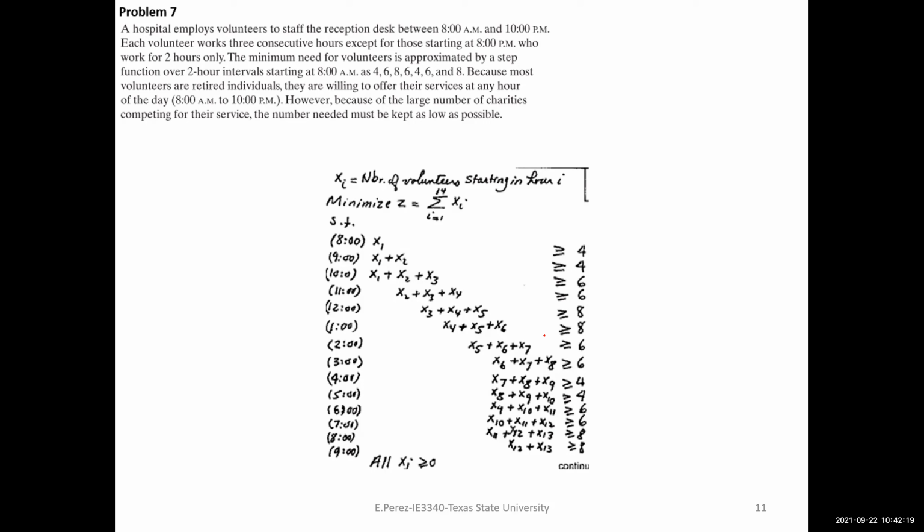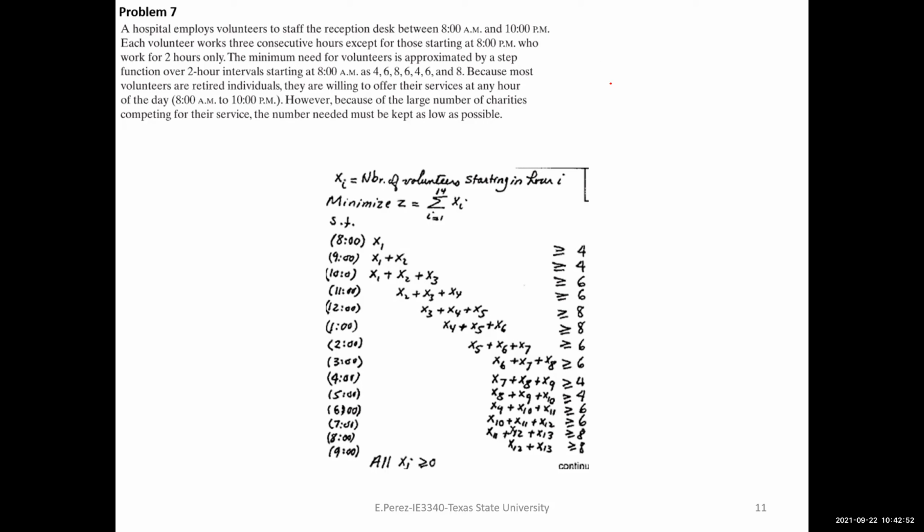So we want to minimize the number of people that are going to be scheduled during the day. That's our objective function. And we have xi representing the number of volunteers starting at hour i. If you remember, the way that you go about this is to create a table in which you state the number of hours and identify who's going to be working in each time period based on when they're starting.